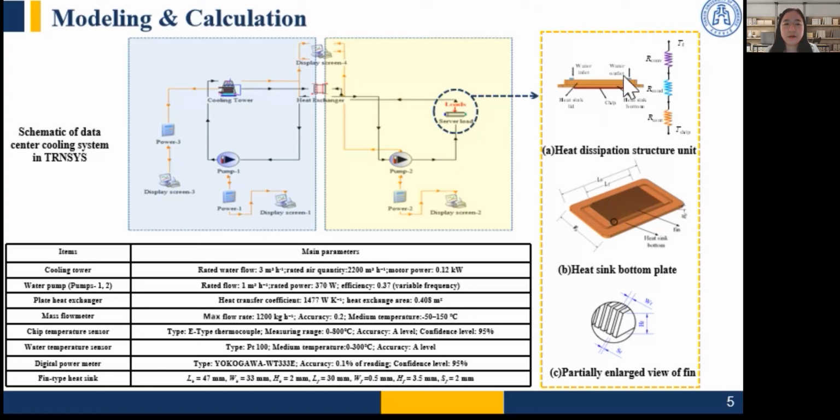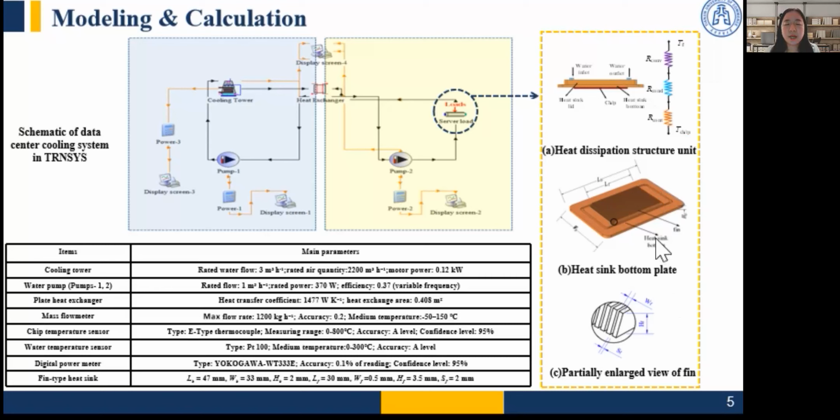Figure A is the heat dissipation unit of the server cabinet, showing in order from the bottom to the top the chip and the bottom plate of the heatsink. Figure B is the bottom plate of the heatsink. Figure C is an enlarged parallel view of the fan.